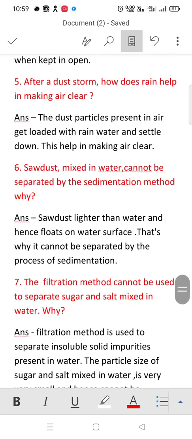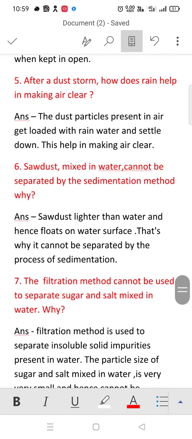Question number 6. Sawdust mixed in water cannot be separated by the sedimentation method. Why? Sawdust is lighter than water and hence floats on water surface. That's why it cannot be separated by the process of sedimentation.